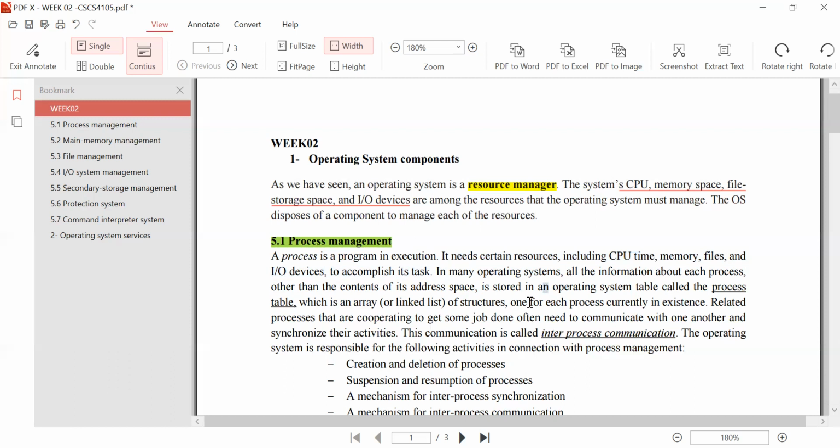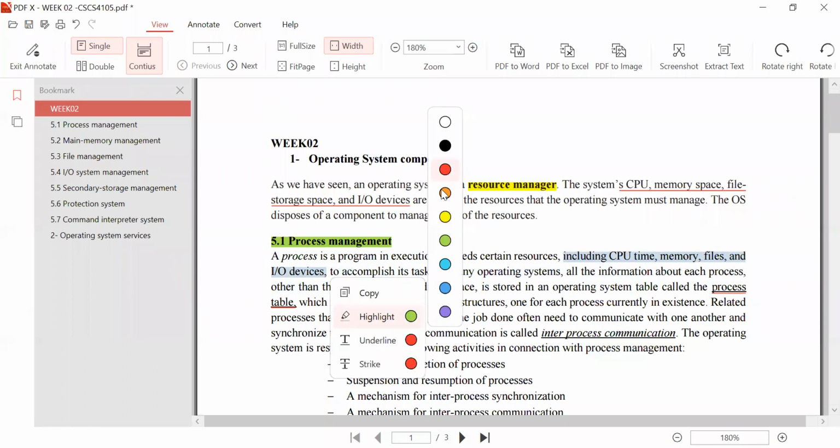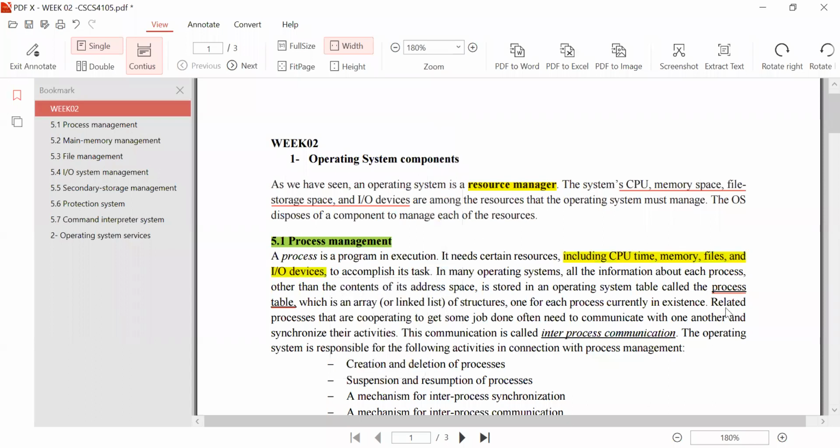Yes, sir. All right. Then you will see that in many operating systems, we have what we call the process table. The process table holds this information about processes. It is like a table that holds this information for a running process, that is the CPU time and all of this.